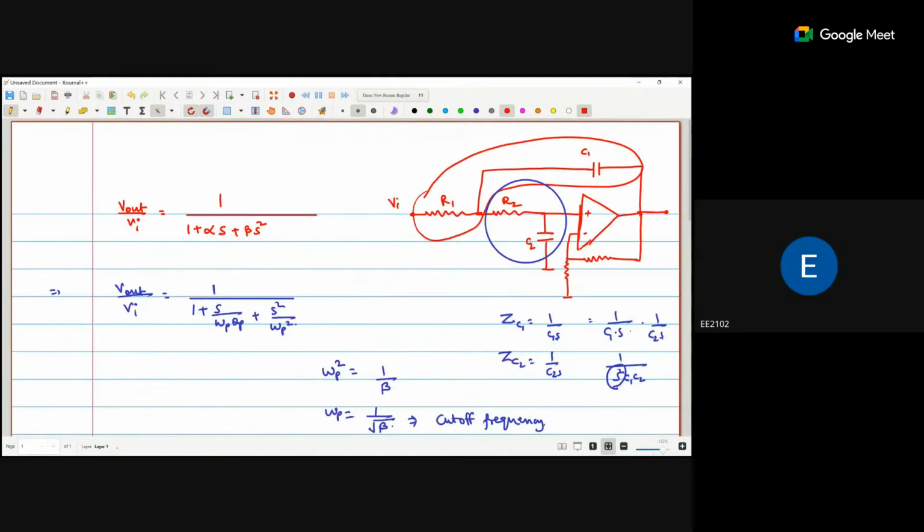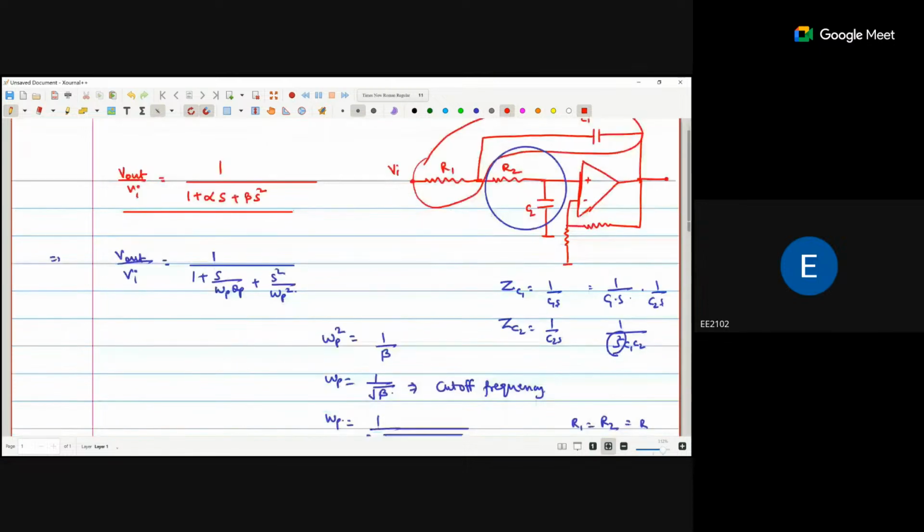Now, how do we solve for the particular cutoff frequency value? For example, we solve this one, and the transfer function Vout upon Vin is this one. Now we calculate the magnitude. For magnitude, what do we do? We put s equal to j omega. So Vout upon Vin is 1 upon 1 minus, now s square is j omega whole square, and j square is minus 1, so minus beta omega square, plus alpha j omega.